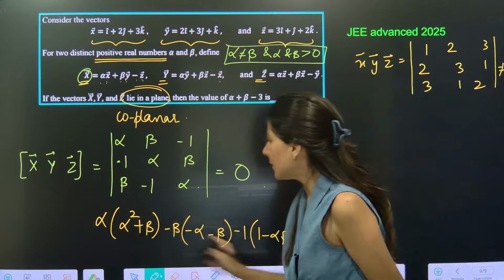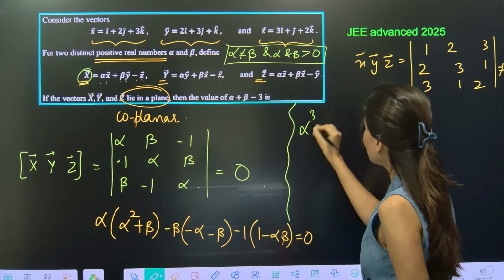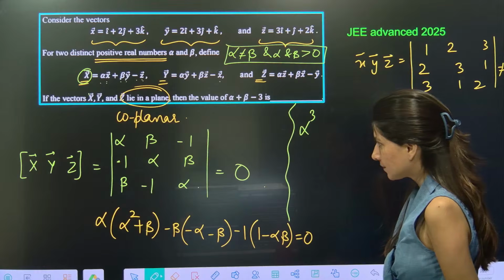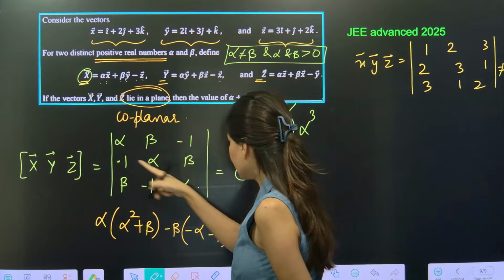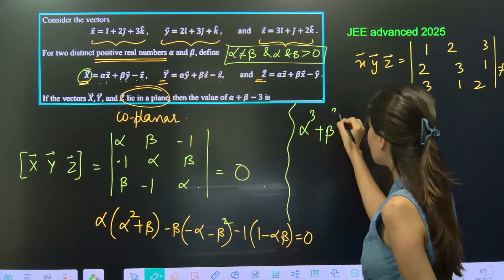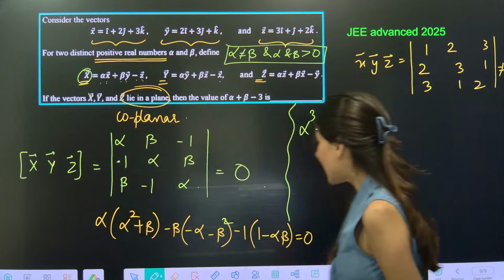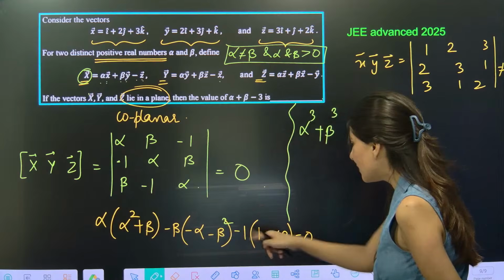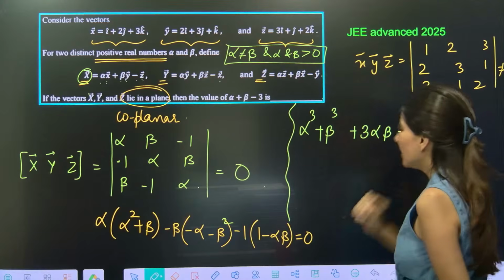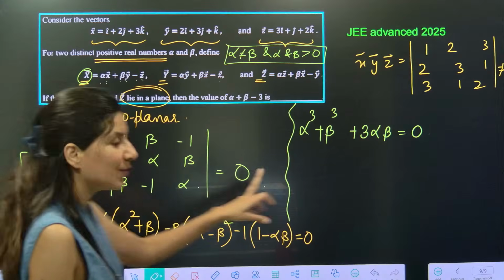Now multiply. So I can clearly see that there is an alpha cube over here. Then we have, hold on, this is minus alpha. This is square. So we have plus beta cube also. Alpha cube plus beta cube. Okay. Then we have plus alpha beta, one more plus alpha beta, one more plus alpha beta, plus 3 alpha beta is equal to 0. Okay. Alpha cube plus beta cube plus 3 alpha beta is equal to 0.